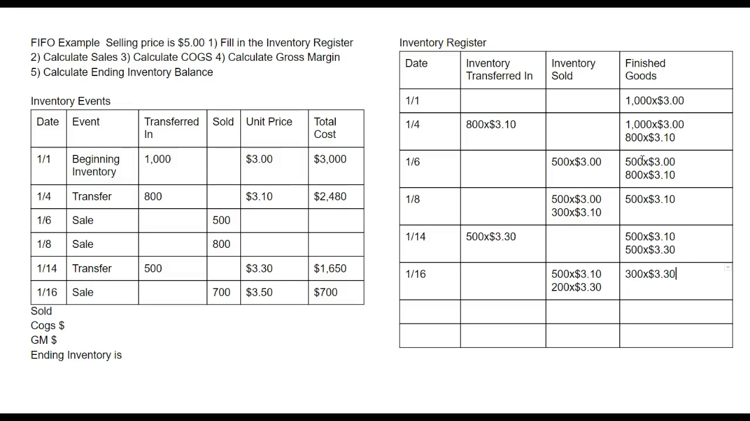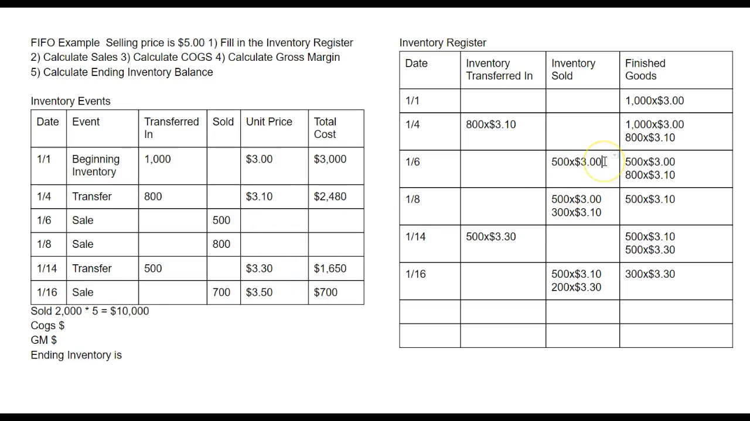All right, so once we have that complete, we're now going to calculate what we sold. So right now we sold 500, 1,000, 1,300, 1,800. We sold 2,000 units even. So if you see, I'm just adding up the units. 500, 500's 1,000, 1,300, 1,800, 2,000. So I sold 2,000 units, and my selling price, given in the problem, was $5 a unit. So our total sales is going to come out to $10,000.